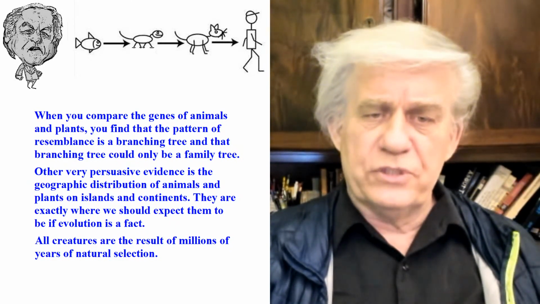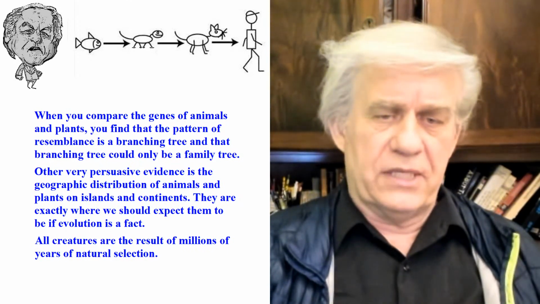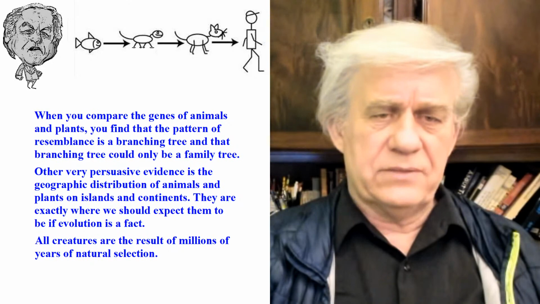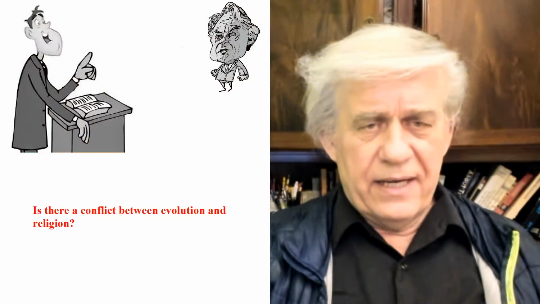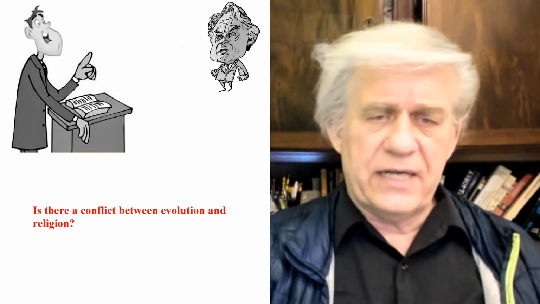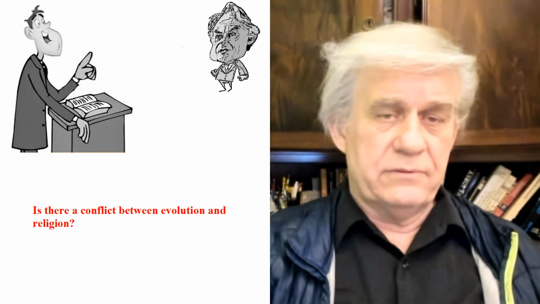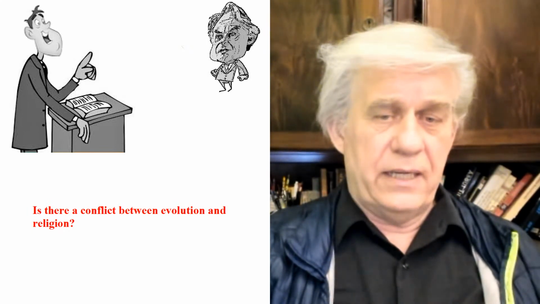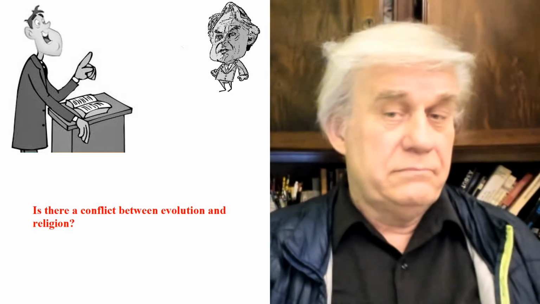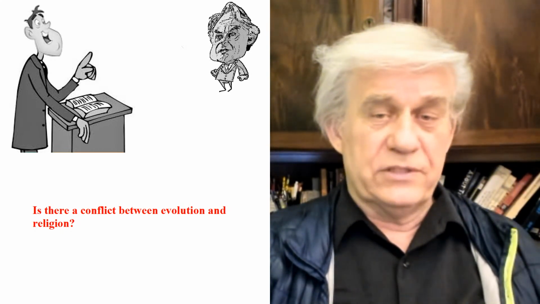That's what he wants to emphasize, make sure you understood. All creatures are the result of millions of years of natural selection. And one of the problems there, with that term natural selection, is that there are different versions. I'll get into that. And one guy asked him, is there a conflict between evolution and religion? Because maybe there is no conflict, and maybe he's spinning his wheels for nothing.